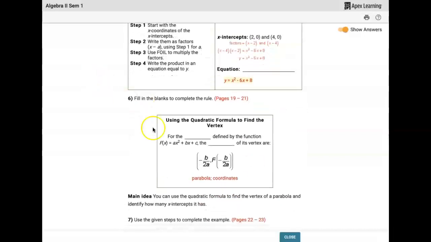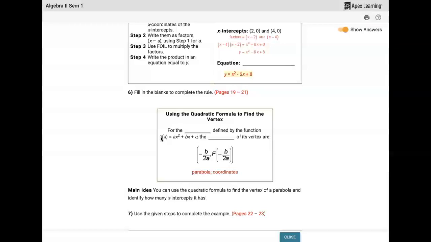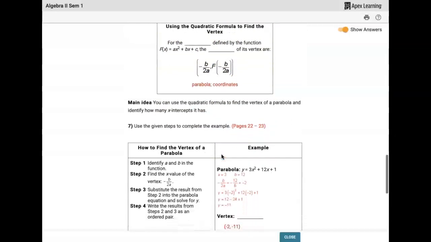Number 6 is about using the quadratic formula to find the vertex. For a parabola defined by the function ax squared plus bx plus c, the coordinates of its vertex are this. I know this looks very confusing. Basically what this is saying is negative b over 2a is my x, and then if I plug that in for my x value here and solve, that's going to give me my y coordinate. That's all it means.